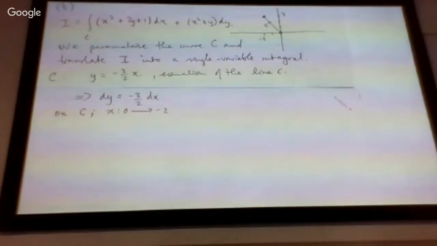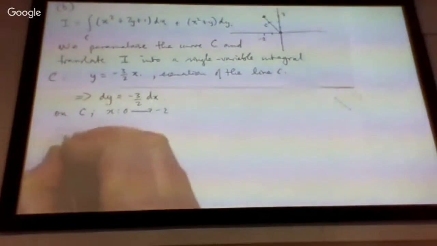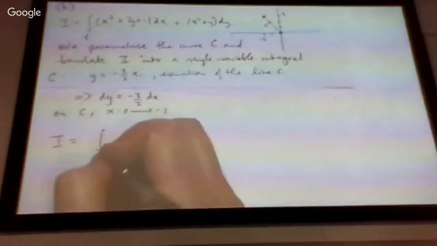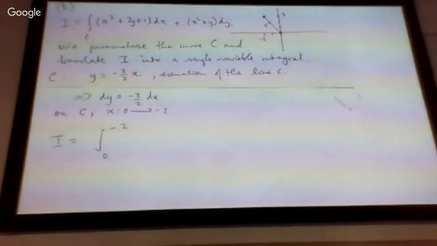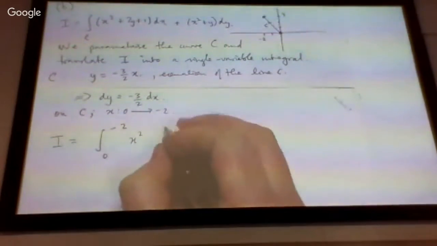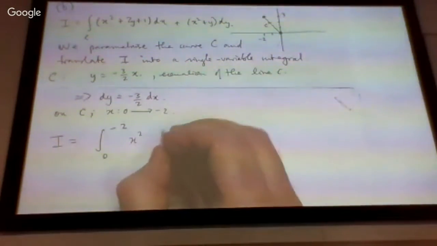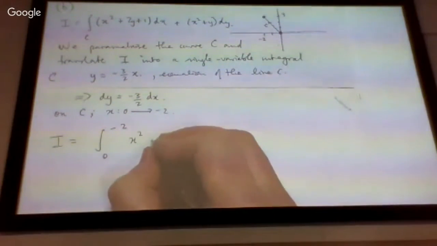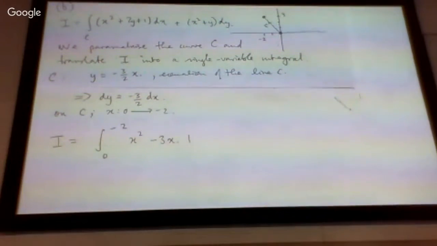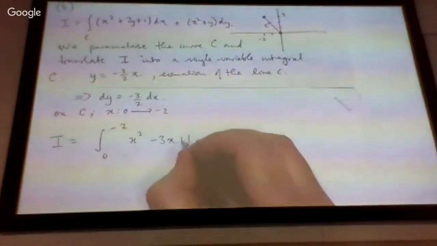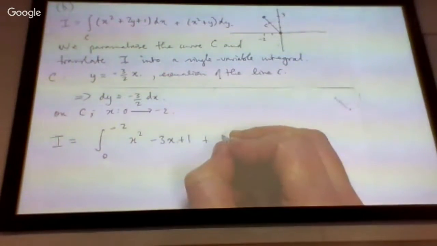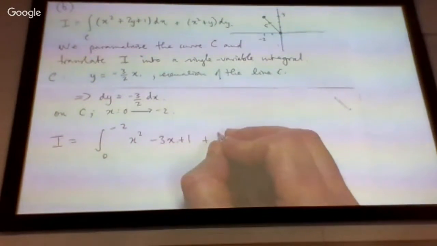So let's do the translation now of the integral. I is going to become the integral now from 0 to minus 2. And we just translate everything into x. So x squared is already an x, that's fine. x squared, 2y is minus 3x. 1 is still 1, so leave that alone. Plus 1, then you've got your x squared. So we'll put that there.